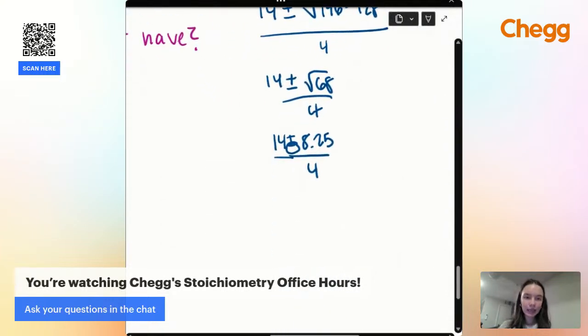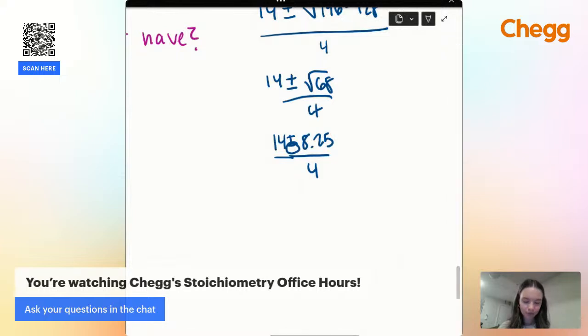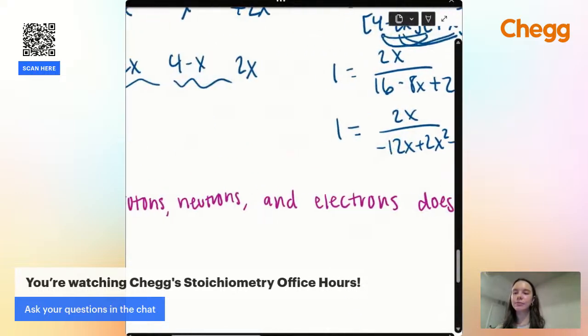We're going to plug that in. 14 minus 8.25 divided by 4, and we will get x equals 1.4375. If you didn't get that or you have any questions, let me know and we can go over it in a little bit more detail. We have x equals 1.4375.